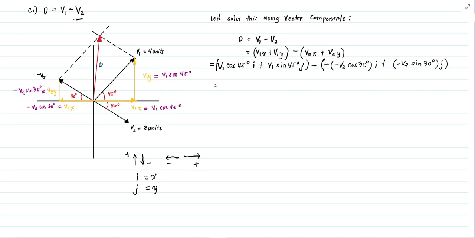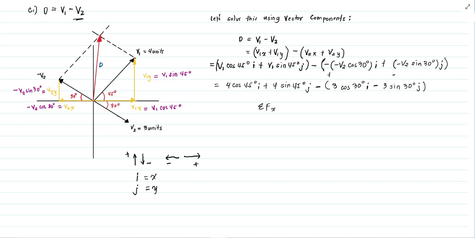Substituting the values of the vectors, and evaluating the operations of the equation, we get 4 cosine 45 degrees i, plus 4 sine 45 degrees j, minus the quantity of 3 cosine 30 degrees i, minus 3 sine 30 degrees j.